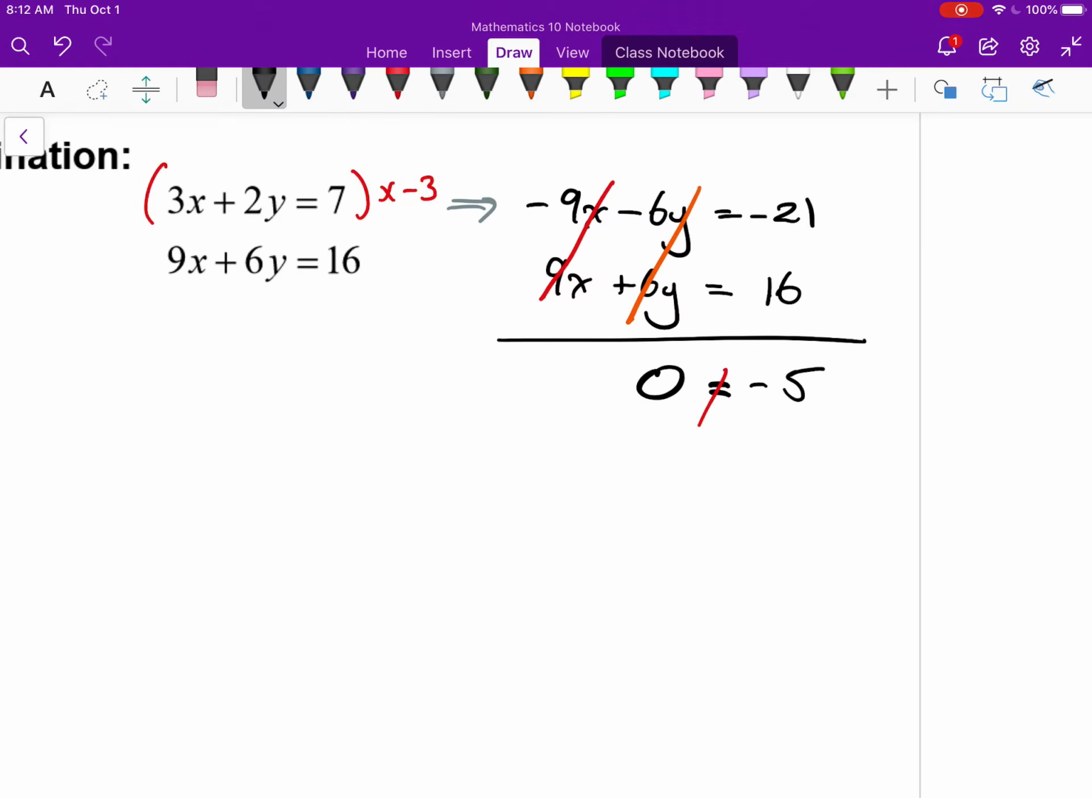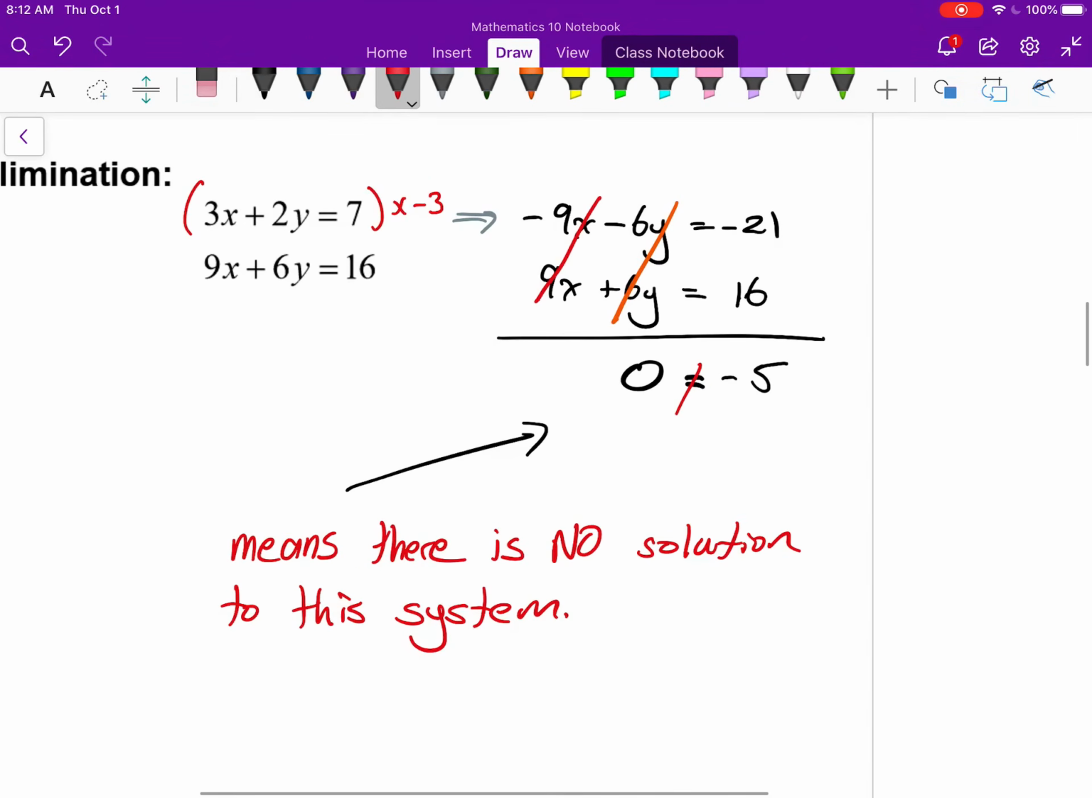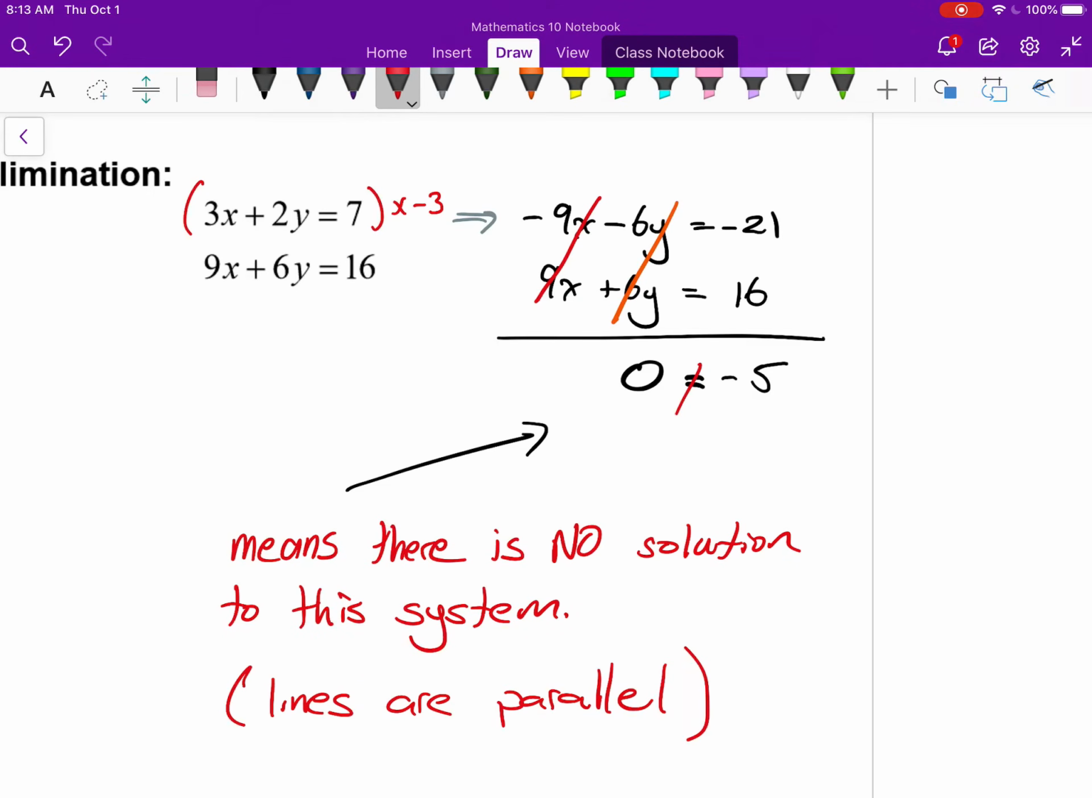Anytime you end up with something like this, where you get 0 equals a number that's not 0, which is not true, that means there's no solution. So this here means there is no solution to this system, which we saw at the end of chapter 7. And remember, what does it look like when a system has no solutions? The lines are parallel. Right, so without even visualizing these, I now know this is a system of two parallel lines that'll never cross. And I got to that conclusion really quickly. Notice I didn't actually have to graph anything.